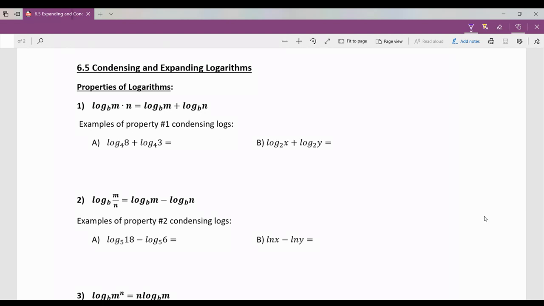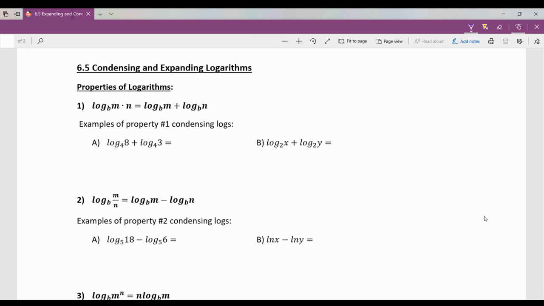a log with base b of m times n, I can write it also as log base b of m plus log base b of n. So when we have addition, we call it condensing. We can condense it to multiplying the two terms. Or if we had multiplying the two terms, I can expand it into the two terms being added. So let's just talk about it.